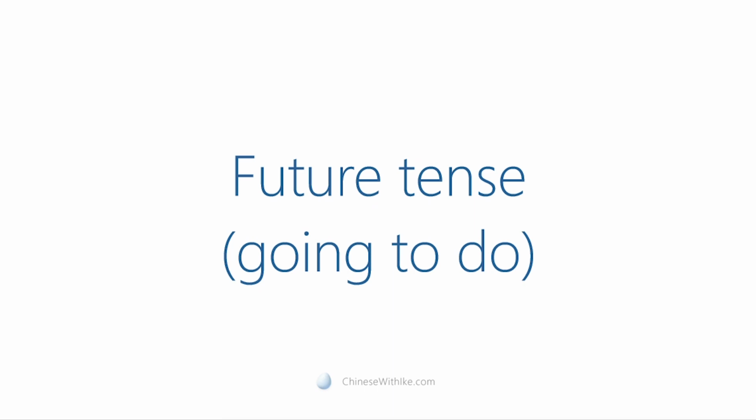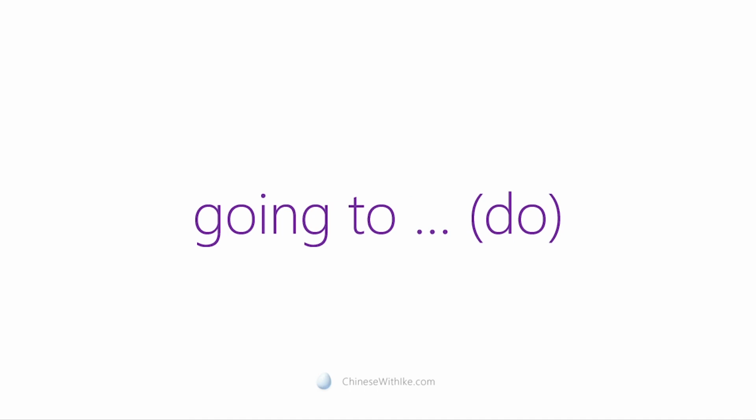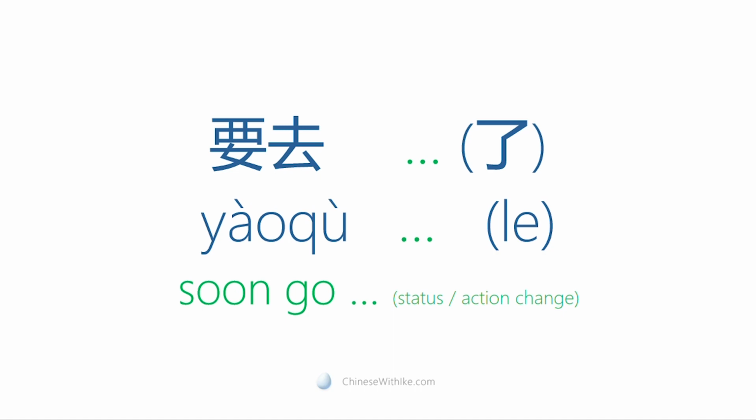Now we are going to talk about future tense. Actually, Chinese language doesn't have very strong verb tense. We usually need extra words to express the tense. For example, we use tomorrow, we use in the past, we use already. In this course, we only talk about going to do, and in the next course, we will talk about will do. So to say going to in Chinese is 要去了.